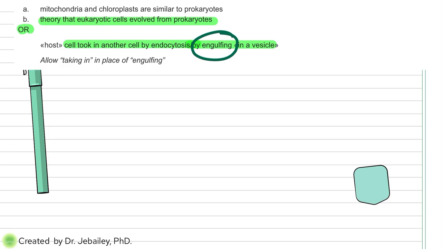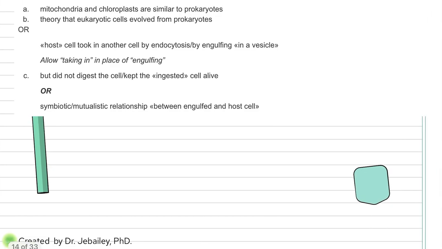Now, you're allowed to say take in instead of engulfing, but do not say digest, because digest means you're breaking it down. You're not breaking down the mitochondria, you're not breaking down the chloroplast, so do not say digest, okay? That will not give you the points. Then next, what we have is but did not digest. What I was telling you, you want to keep the mitochondria inside alive.